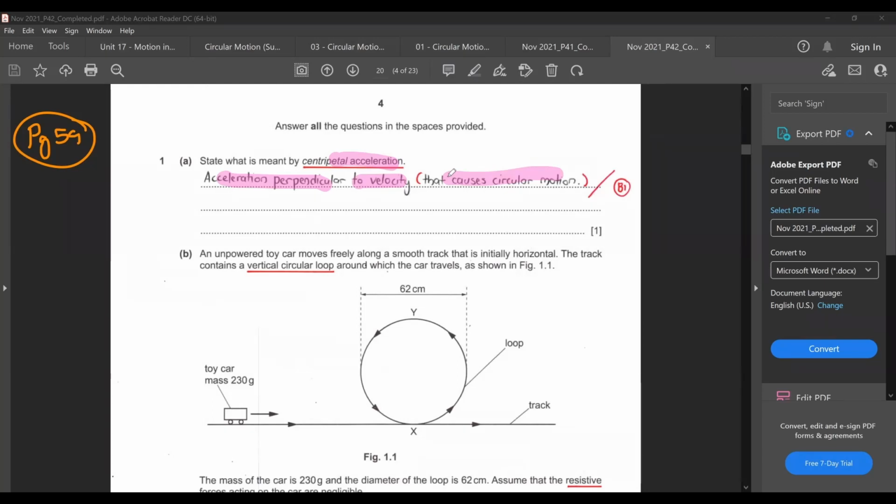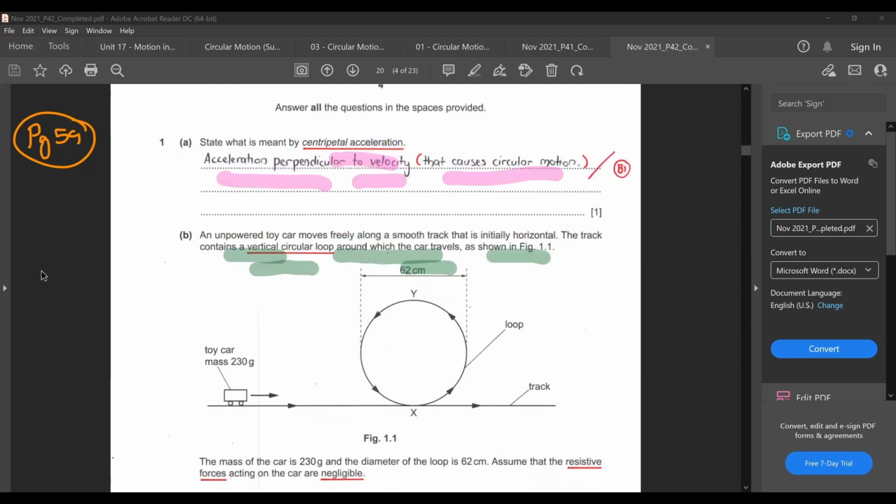Acceleration perpendicular to velocity that causes circular motion. All right. Then we move on to the next part. An unpowered toy car moves freely along a smooth track that is initially horizontal. The track contains a vertical circular loop around which the car travels, as shown.